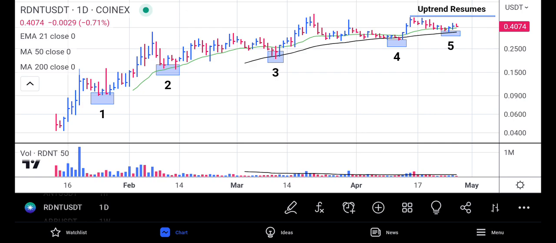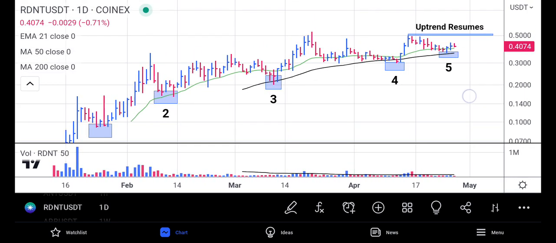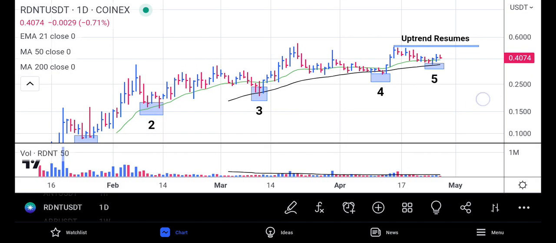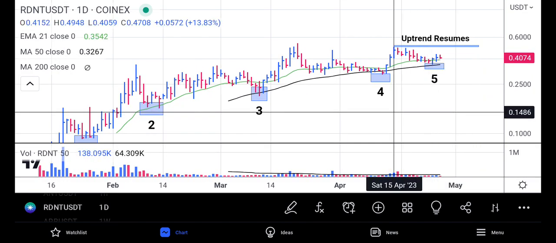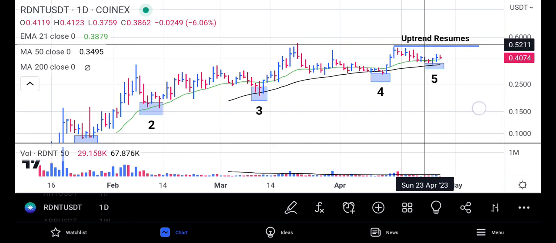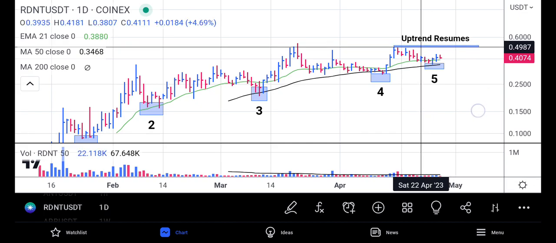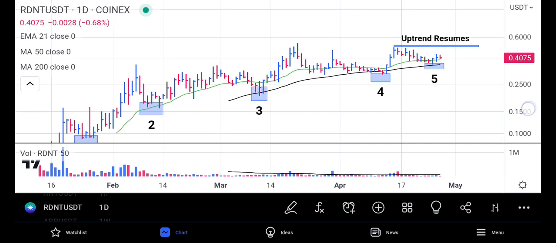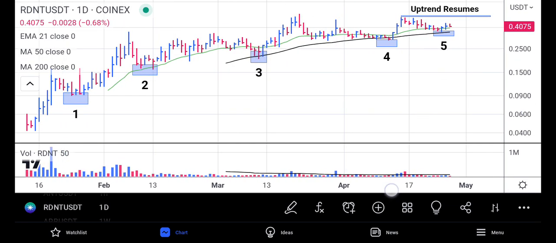That is the psychology of an upward trend. You'll be getting a higher low, higher low. That shows Radiant Capital is in trend and it's rising steadily. The next phase is for Radiant Capital to rise above its peak price at 0.4948. Once Radiant Capital rises above 0.4948, then an upward trend will resume and Radiant Capital will continue its movement upward.